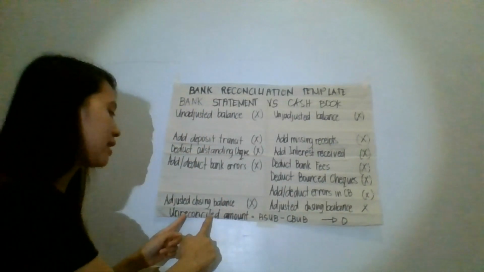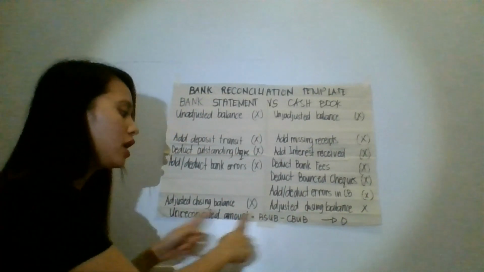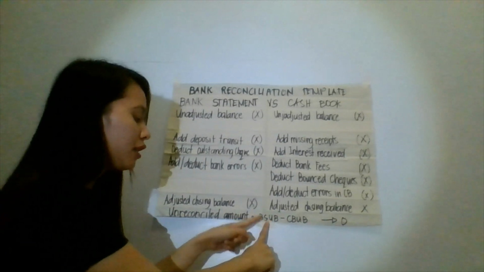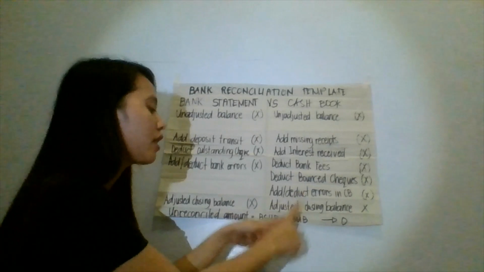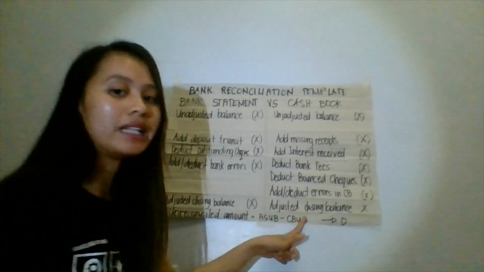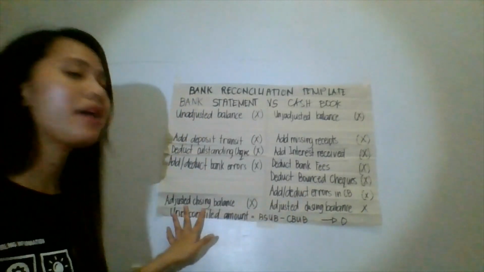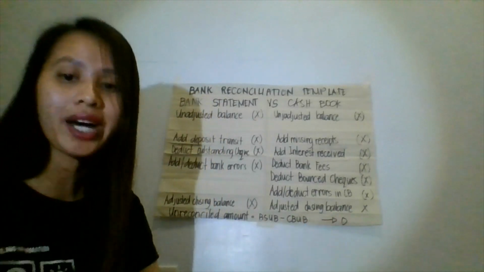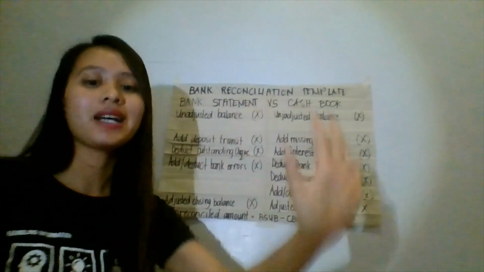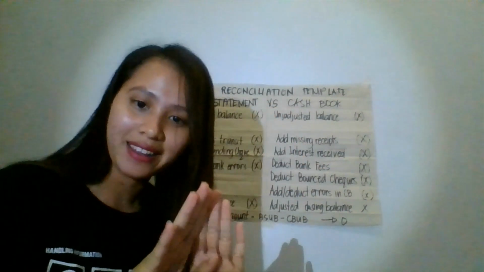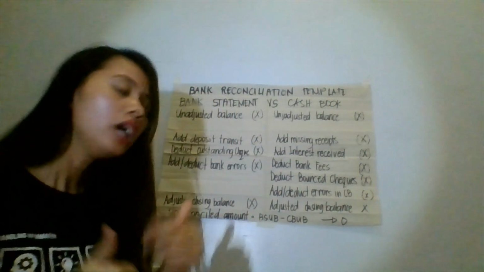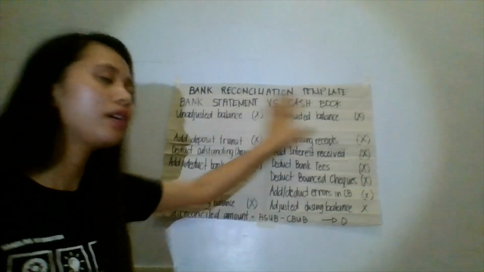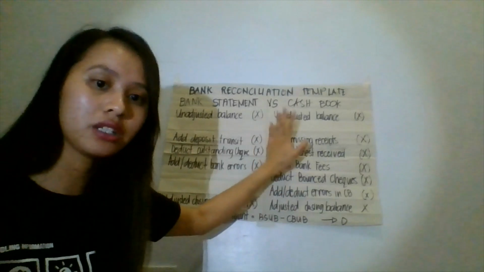Okay, so that is the unreconciled amount: the unadjusted balance of the bank statement minus the unadjusted balance of the cash book. Our target is to make this zero. That means our bank statement and our cash book are the same and verified to be perfectly equal to each other. Okay, so these are the features of our bank reconciliation template.